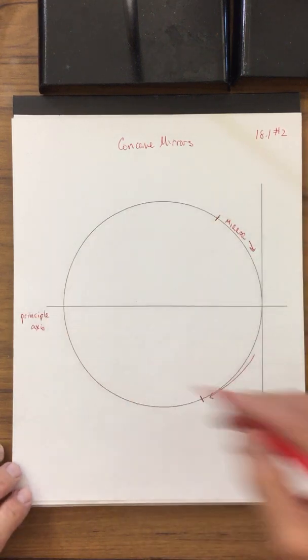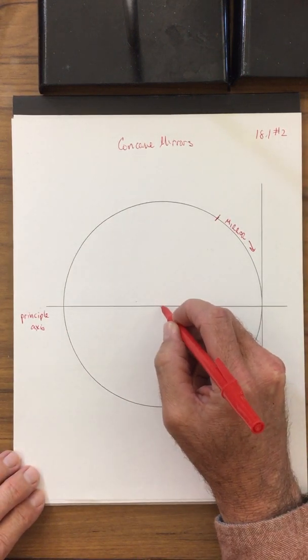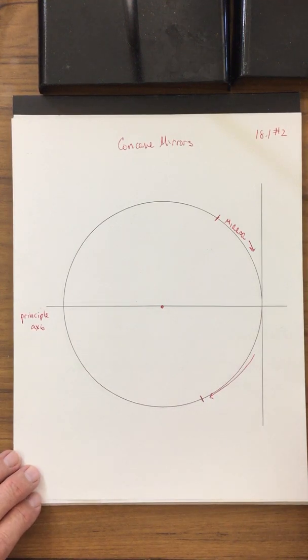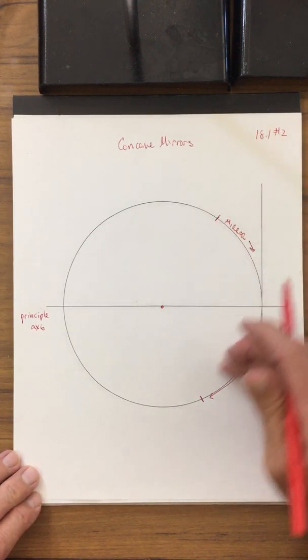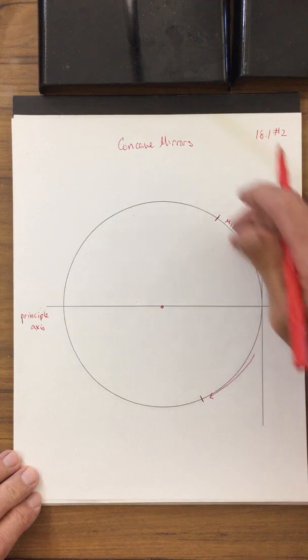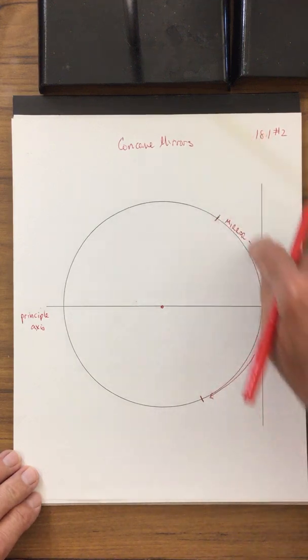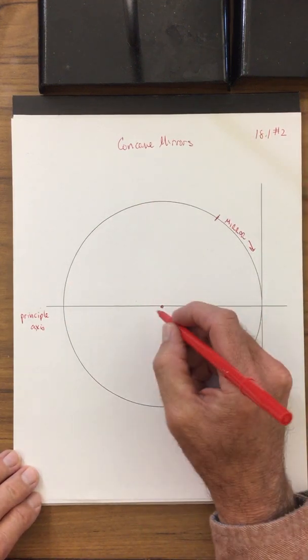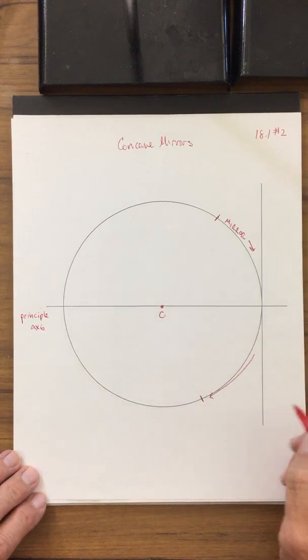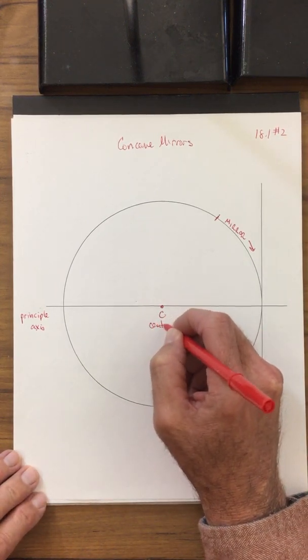Since this is a circle, what we have is the center of our circle. Yes, we only have a portion of the mirror, but if that curved concave mirror could form a circle, this would be the center right there. So this is defined as the capital C for the center.